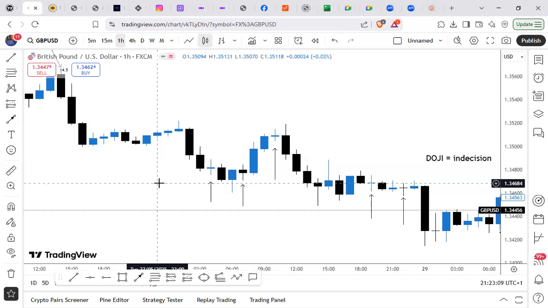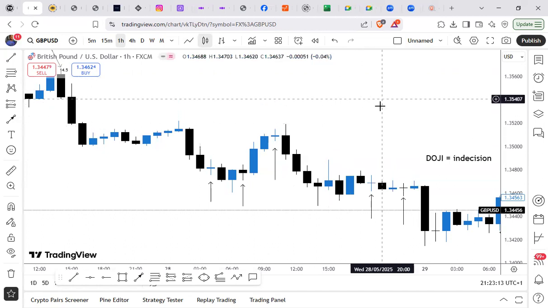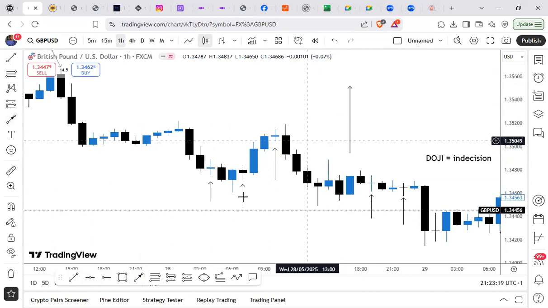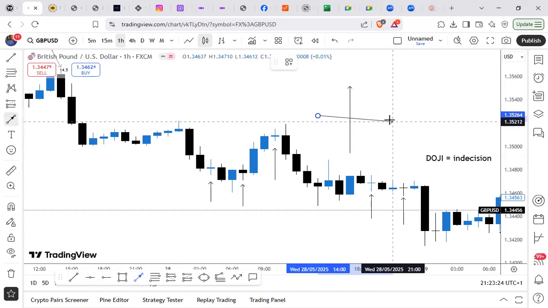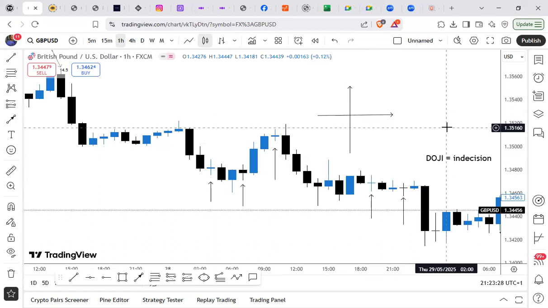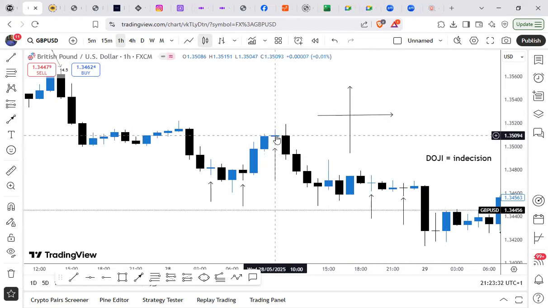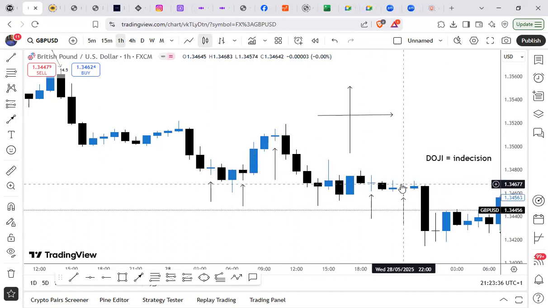Sir, please come again on the doji candle. The doji candle is a cross. See what I mean by cross here? A normal cross. You understand? That's how you see it. See this cross here.